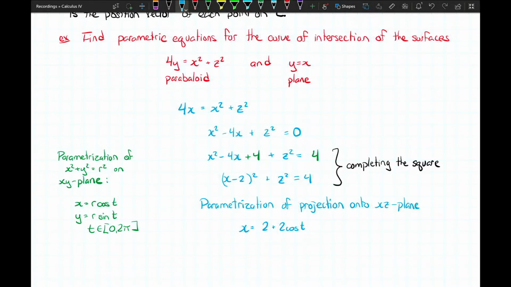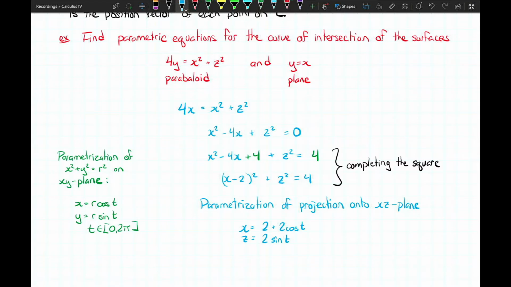Since the center is not at x equals 0 and the center is at 2, we just need to move everything to the right by 2. And this is the xz plane. So instead of using y equals r sine t, we have z equals 2 sine t. Now that's going to give us a circle on the xz plane. But we want this circle, which we've projected onto the xz plane, to exist on the plane y equals x.